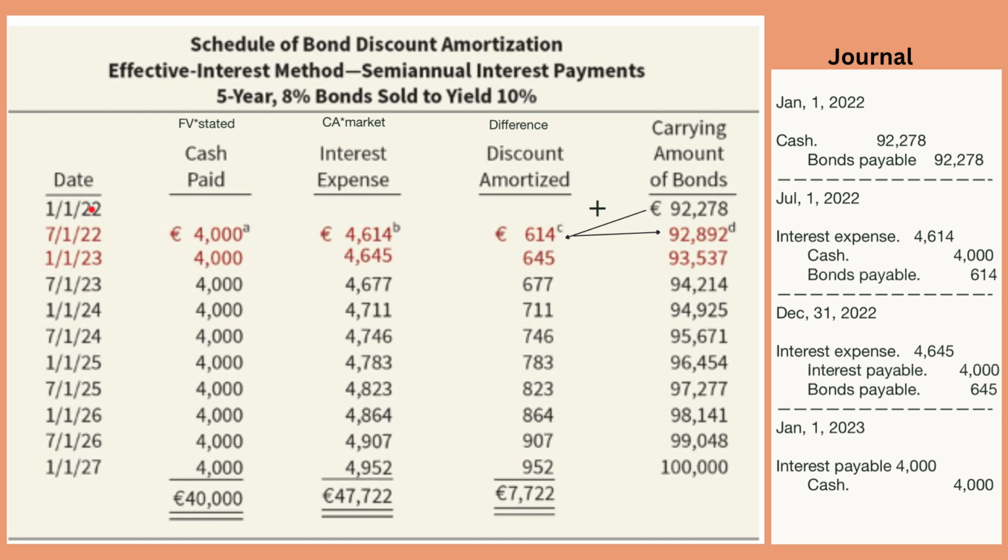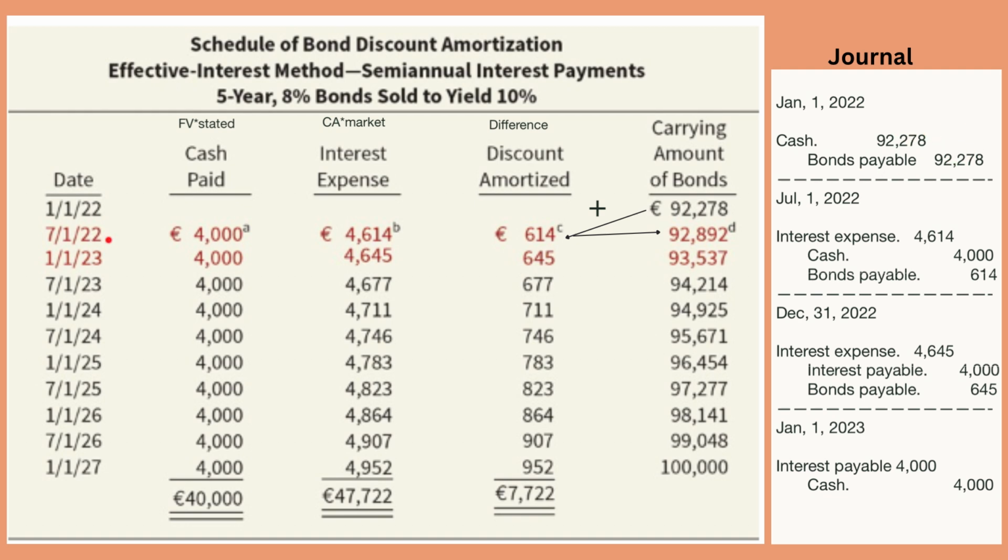Now on January 1, 2022, it's going to be only the present value. So again, I will receive cash today, I'm going to pay it later on. So cash will go up. Cash, it's an asset, it's going to increase on the debit side, and I'm going to create a liability account, which is bonds payable, and the amount is the present value.